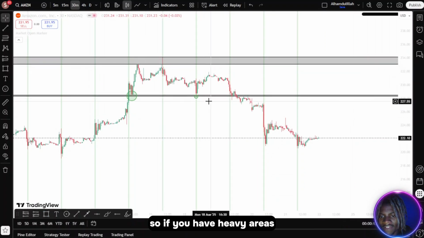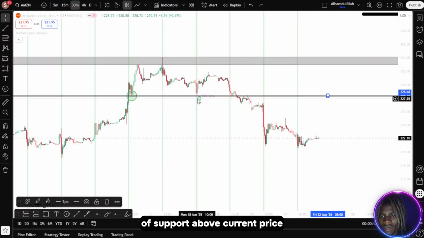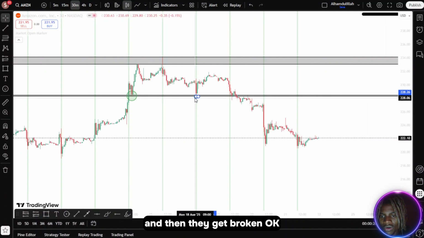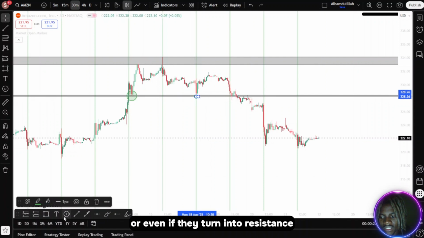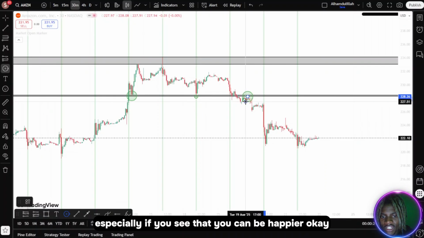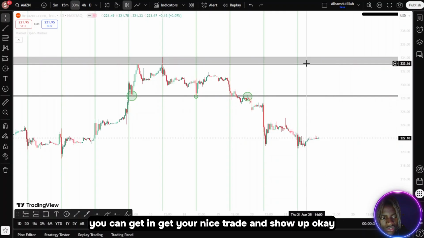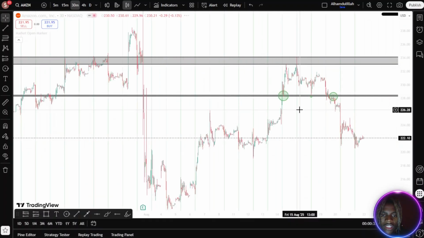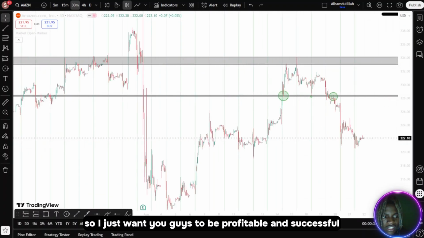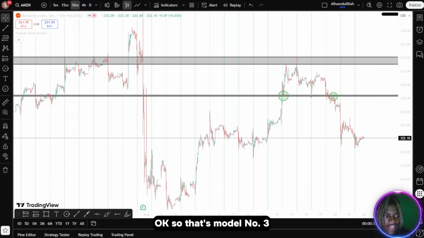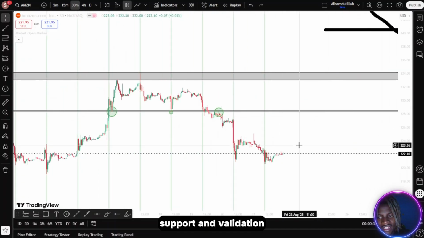Okay, so if you have heavy areas of support above current price and then they get broken, okay, or even if they turn into resistance like they did right here, especially if you see that, you can be happier. Okay, and then if you see price invalidate these areas, you can get in, catch a nice trade, inshallah. Okay, so I just want you guys to be profitable, successful. Okay, so that's model number 3, support and validation.